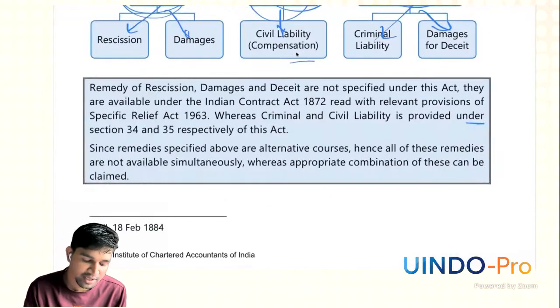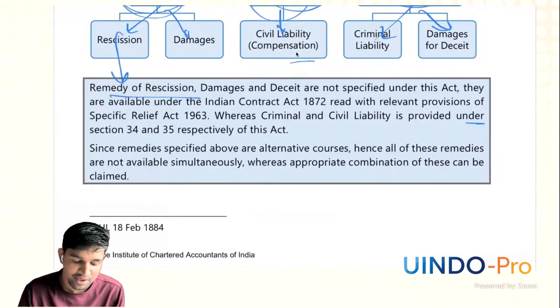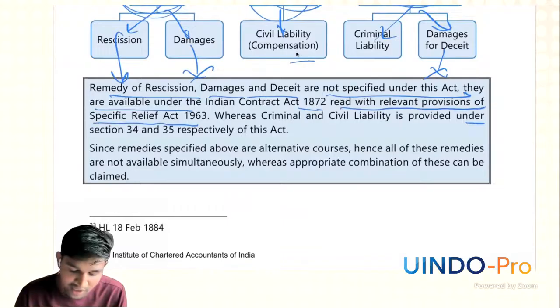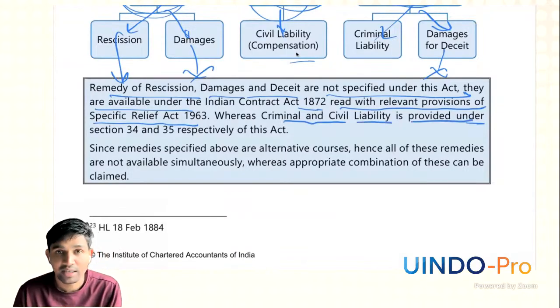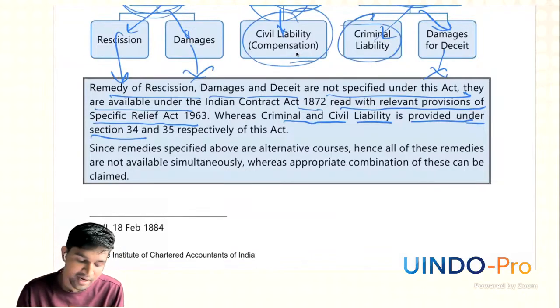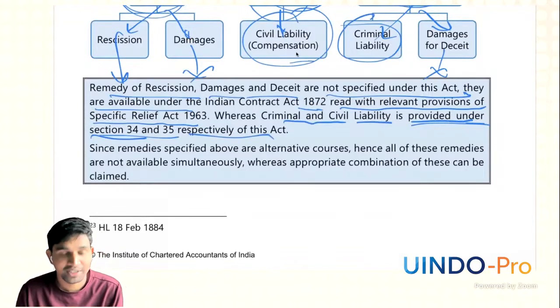Now we will see the remedies of rescission, damages and deceit. Damages and deceit are not specified under this Act. They are available under the Indian Contract Act 1872, read with relevant provisions of the Specific Relief Act 1963, whereas criminal and civil liability is provided under Sections 34 and 35 respectively of this Act.